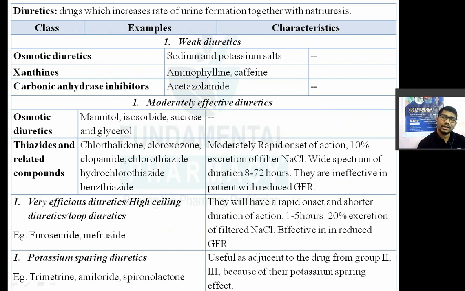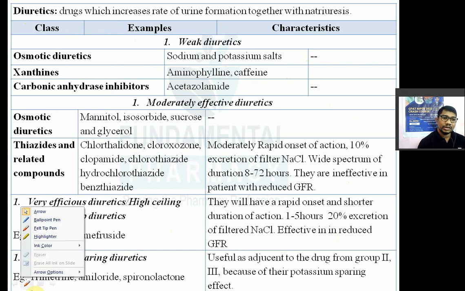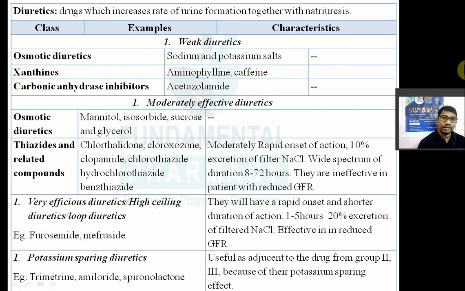Diuretic drugs increase the urine formation together with natriuresis, meaning volume of urine. Okay. Last example and important characteristic. First, diuretics are classified depending on their efficacy, whether they are effective in the formation of more urine or less urine. First one is weak diuretics. Weak diuretics are also known as low ceiling diuretics.